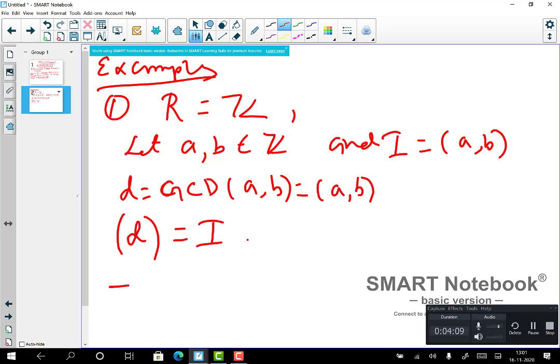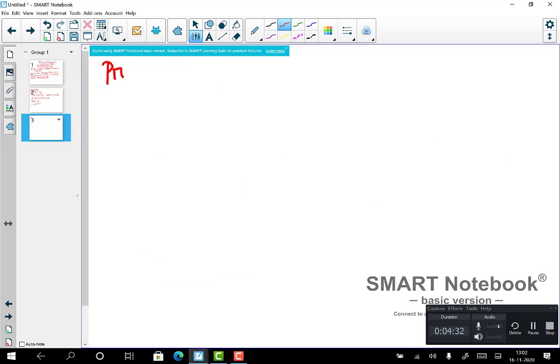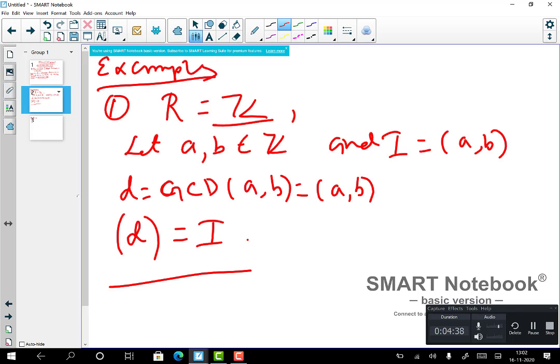Okay, now how to prove this kind of statement? I need only the property of an integral domain, and then I can give a proof. So let me give a short proof. In fact, this is not a special case of Z. For any principal ideal domain, if you choose any such elements, the GCD will generate the full ideal. In particular it is true for Z also.